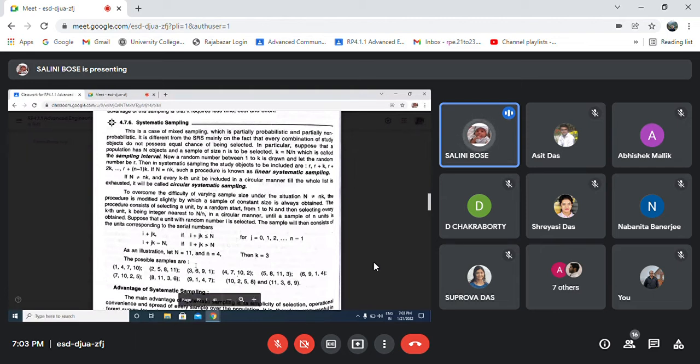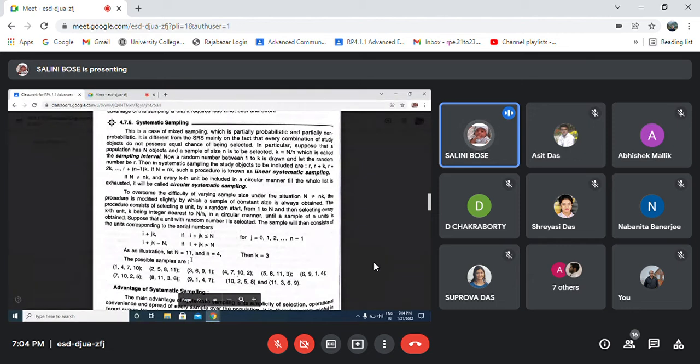The third sample may start with 3. After 3 the next interval is 3, 3 plus 3 is 6. After 6 the next interval is 3, 6 plus 3 is 9. After 9, now you tell me, what is the next? 9, 10, 11, 12. But 12 is not in your population, right?